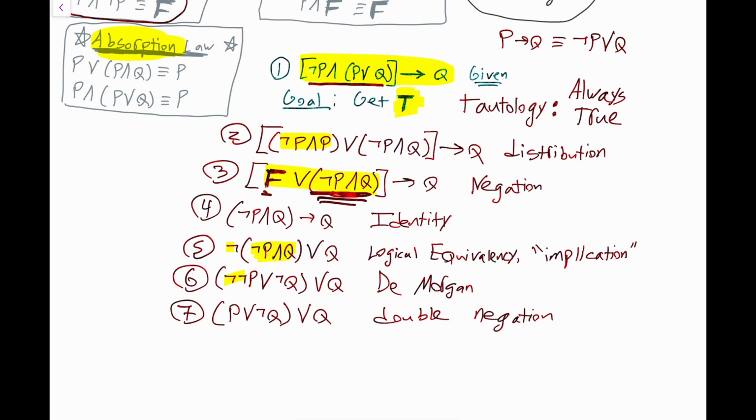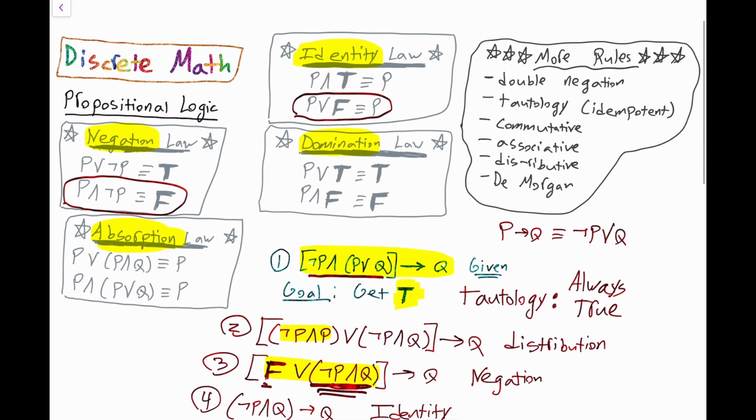And what do we want to do? We want to group like terms together, so to speak. So for line 8, we get P or parentheses, not Q or Q. And that's the associative rule, or association. But what is not Q or Q? That's necessarily true because of the law of excluded middle. In other words, we have the negation law.